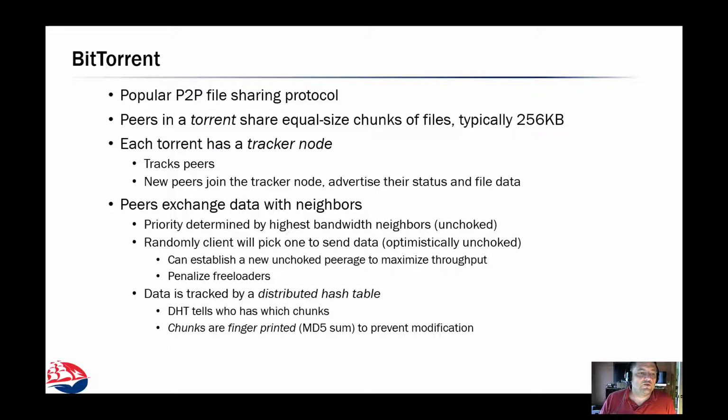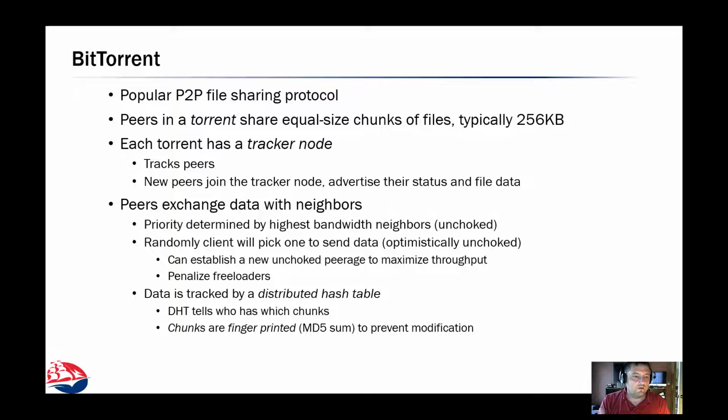As new peers join the tracker node, the tracker can advertise their status and what data they have available. Peers can then read off of this tracker node and pick the highest bandwidth neighbors. Randomly, as they're downloading, they'll pick new neighbors and see if those new neighbors give them any better performance, and if they do, then we'll use those as our best neighbors.